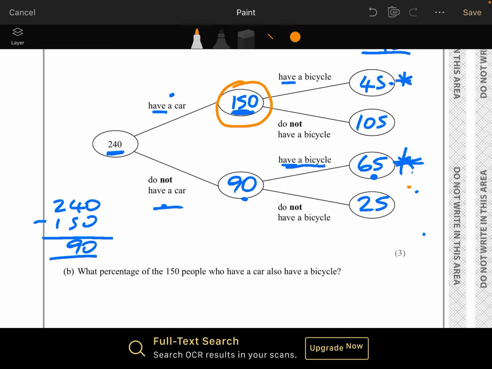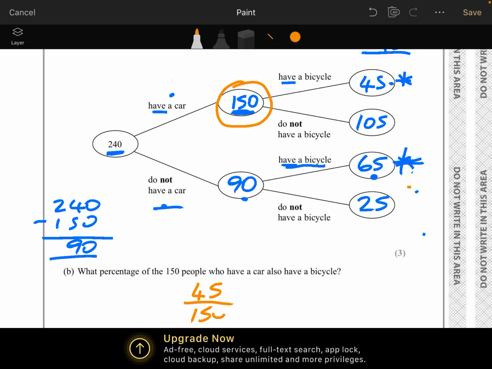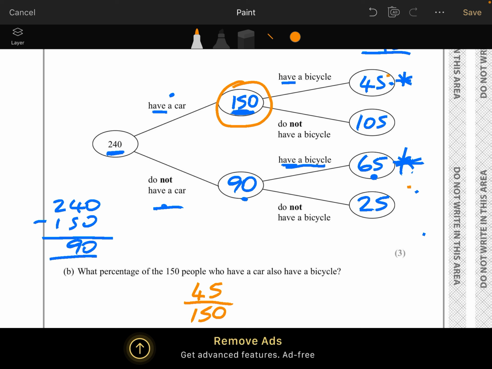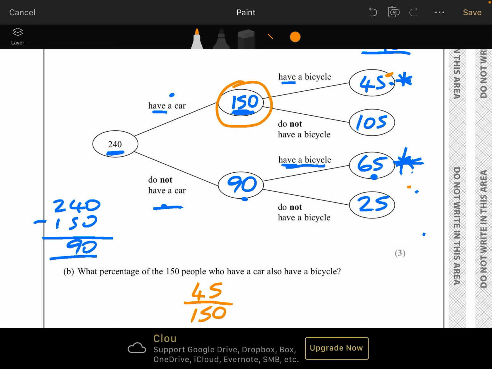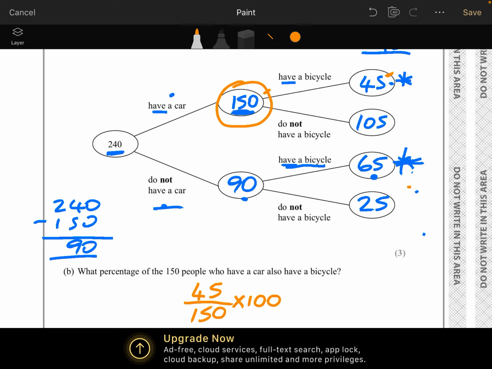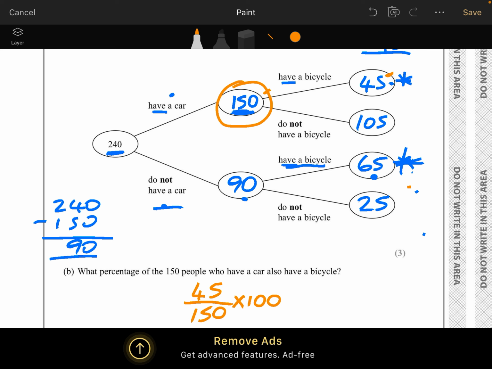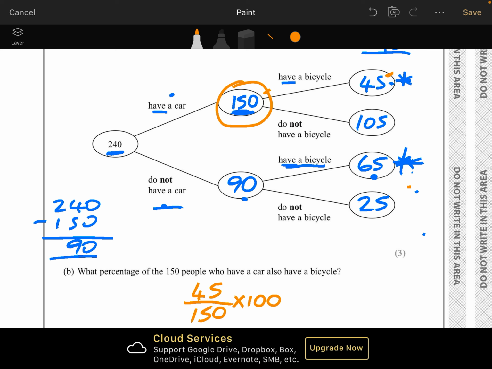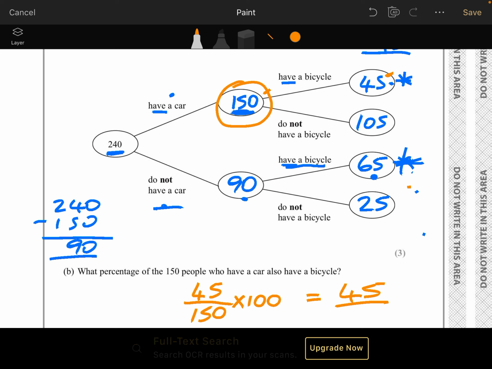So 45 people have a bicycle out of the 150 people who have a car. That's a fraction, it's not a percentage. So to turn a fraction into a percentage, I need to times by 100, and I'm going to put that exactly into my calculator. 45 over 150, times 100. Be careful that you use the arrow button so that it looks exactly like I've written there. Times it all by 100, and that should give you 30 as your answer. Percent.